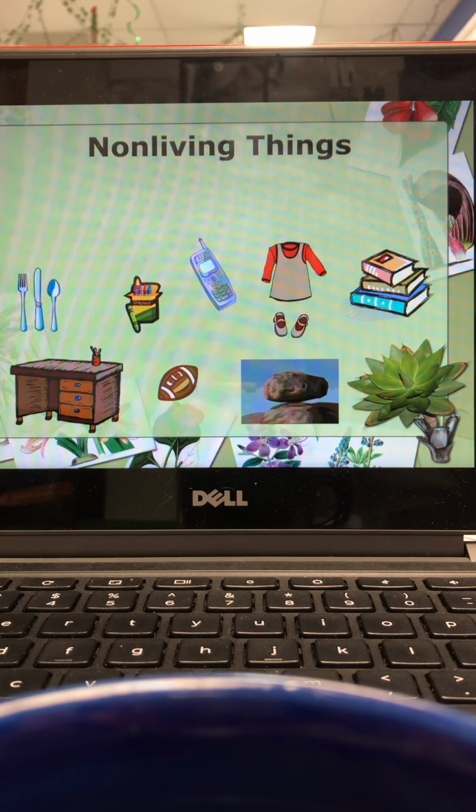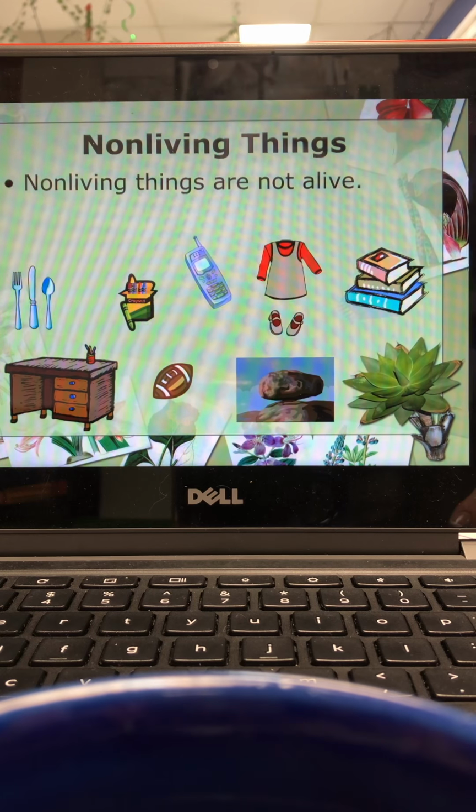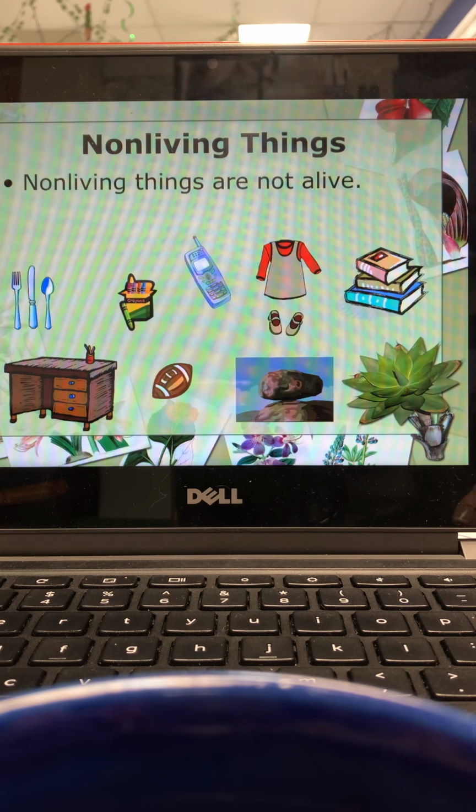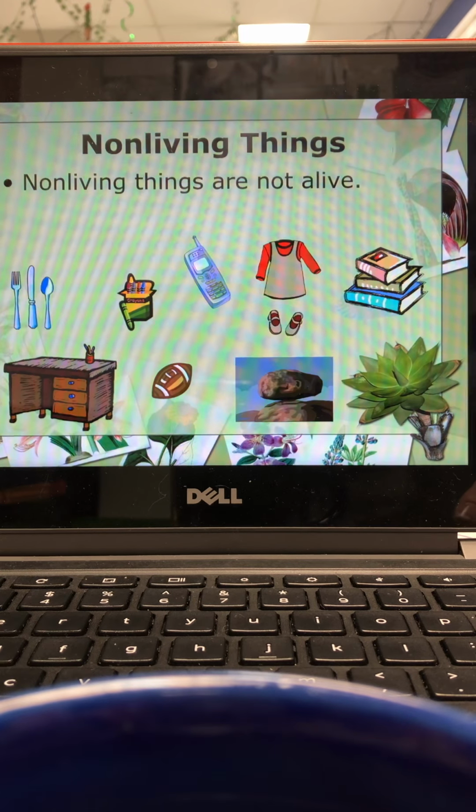Then we have things that are non-living, and these are some examples of things that are non-living. These are things that don't need food, they don't need air, they don't need water. So of course we have a football, or we have books, or we have silverware. Non-living things, obviously, non meaning not, the prefix N-O-N. Non-living things are not alive, and non-living things do not need food, water, or air. So just the opposite of what something is that is living.